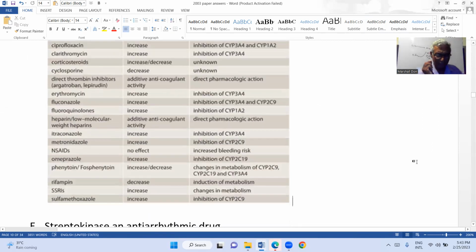For example, if you take erythromycin and clarithromycin, the metabolism of warfarin will be very much reduced. Warfarin will build up in the body, the warfarin level. Then warfarin toxicity means bleeding.